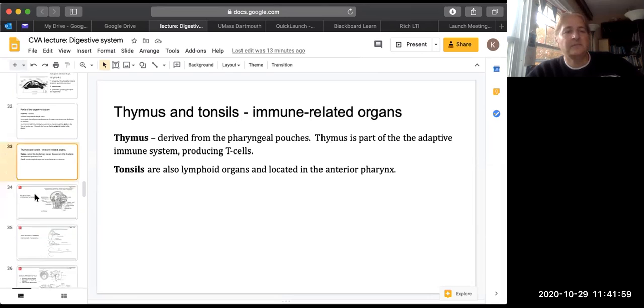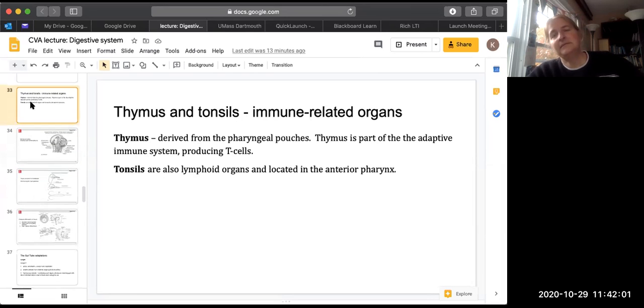So you've had your tonsils out. It used to be thought that they didn't have any purpose, but they now know that they are part of your immune system.